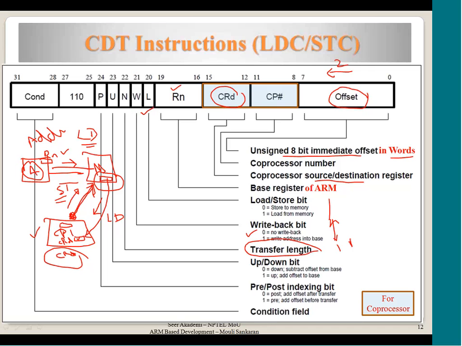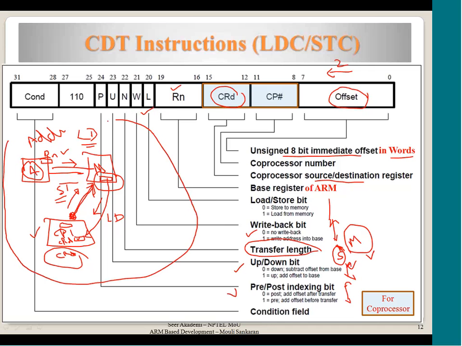Multiple means it doesn't know how many; multiple transactions are happening. That will be indicated by one bit pattern, either single transfer or multiple transfer. One transfer length. And then whether the addresses are to be incremented or decremented, whether it has to be incremented before or after, these are similar to the address modes that you learnt in the ARM code. I hope this is clear to you. This is the very crux of the problem.